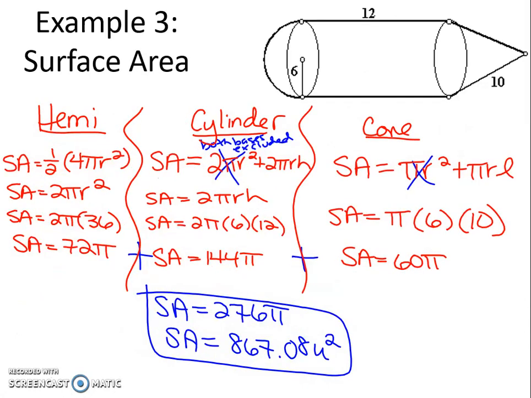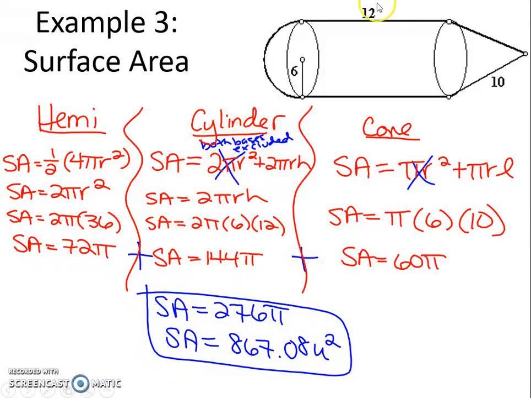Let's take a look at this composite. So what I need you to do is write the formula for each one and X the ones that you don't need. So here you have a semicircle, which is called hemi. So half times 4 pi r squared. So the r is 6, so it's 36, 72 pi.